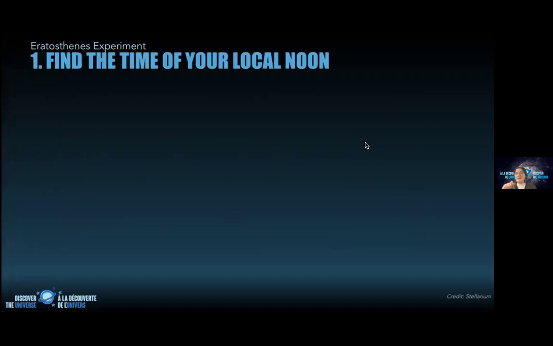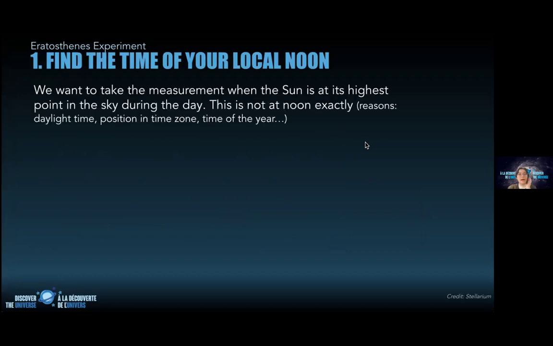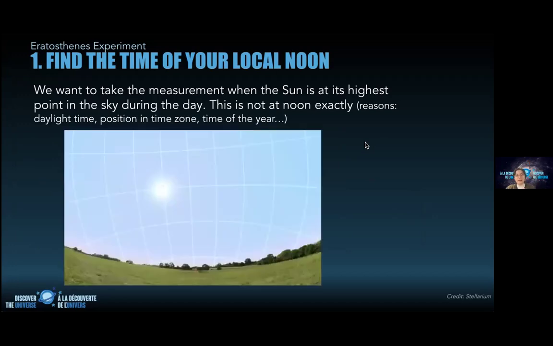Okay, so now I'll go into how to find the time of your local noon or your solar noon. Again, you'll want to take the measurement of the shadow when the sun is at its highest point in the sky during the day. This will not be exactly at noon for many different reasons. So you'll want to determine when exactly that solar noon is, the local noon, when the sun is at the highest point in the sky.